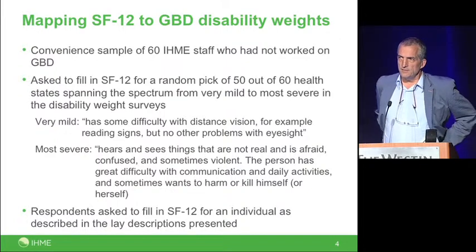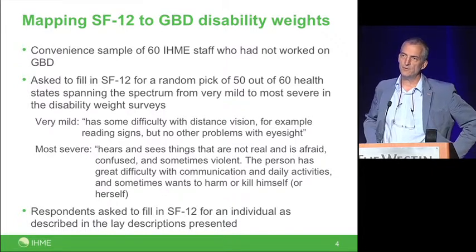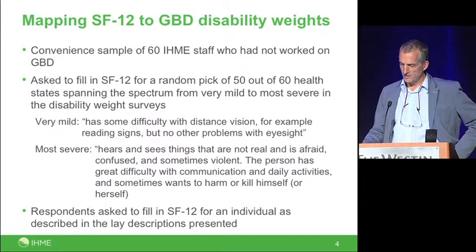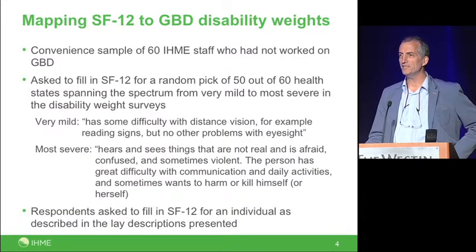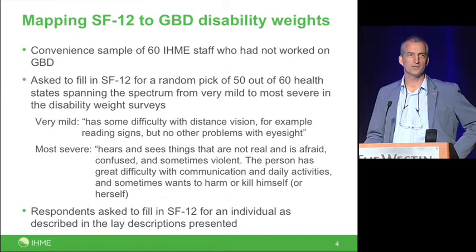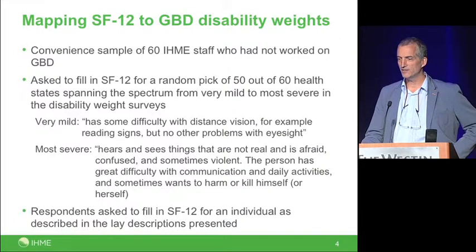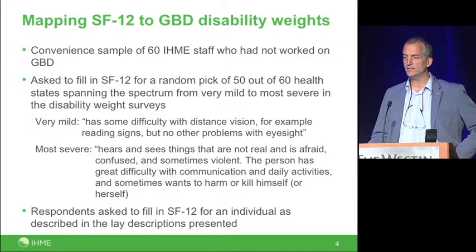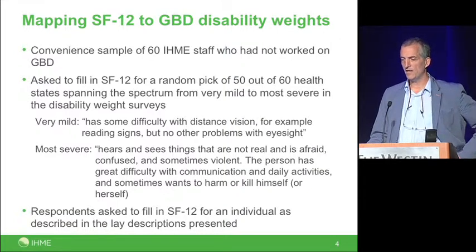What we then did was try to look at a crosswalk between SF12 and our disability weights. To do that, we used a total convenience sample of 60 IHME staff who, at least at the time, had not yet worked on GBD. And we asked them to fill in SF12 for 50 out of 60 health states that span the spectrum from very mild to the most severe in our disability weight surveys, and then ask them to fill in SF12 for an individual that fits the lay description.